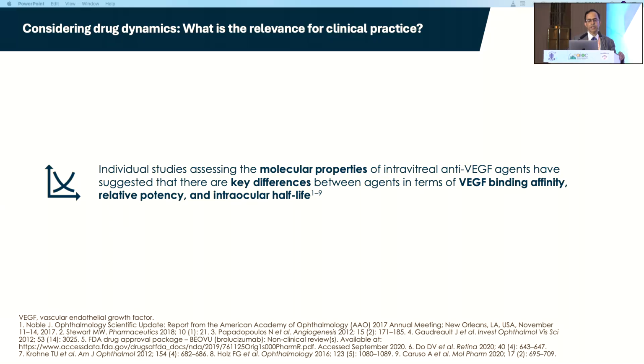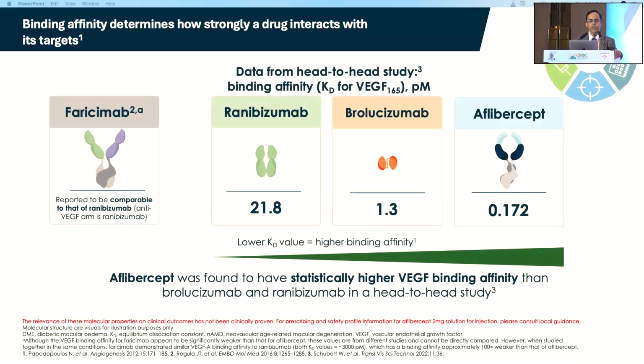Individual studies assessing the molecular properties of intravitreal anti-VEGF agents have suggested that there are key differences between agents in terms of VEGF binding affinity, relative potency, and intraocular half-life. Binding affinity determines how strongly a drug interacts with its target. Here we see a comparison between the different anti-VEGF agents from head-to-head studies in the binding affinity with VEGF, where aflibercept was found to have statistically higher VEGF binding affinity than brolucizumab and ranibizumab.